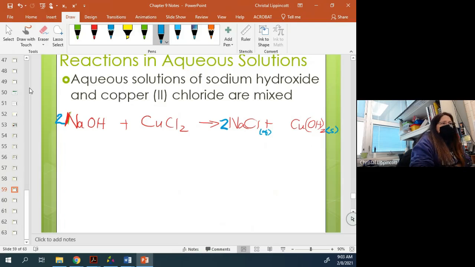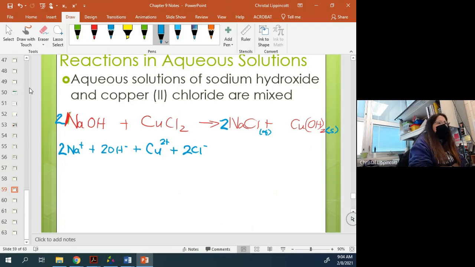Now, this is where things get different. Now we are going to go through and we're going to break these out into ions. Okay, so I'm going to have 2 Na plus ions. I'm going to have 2 OH minus ions. I'm going to have 1 Cu2 plus ion. And I'm going to have 2 chlorine ions.